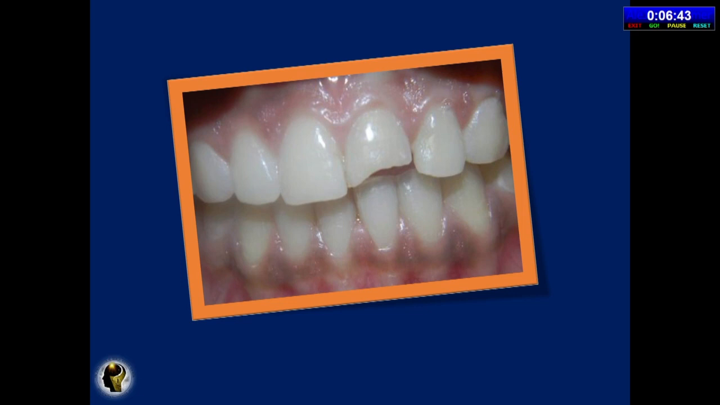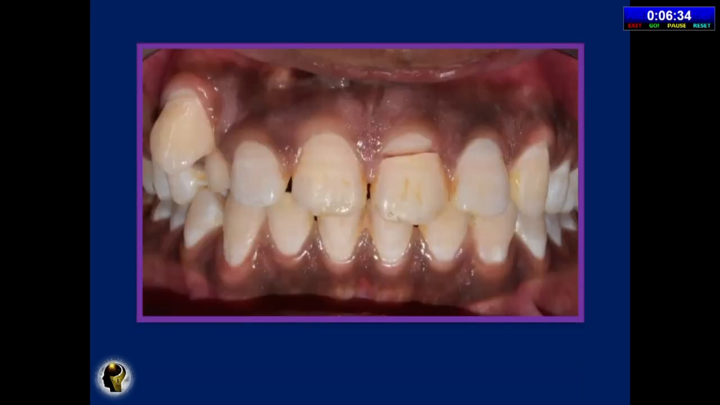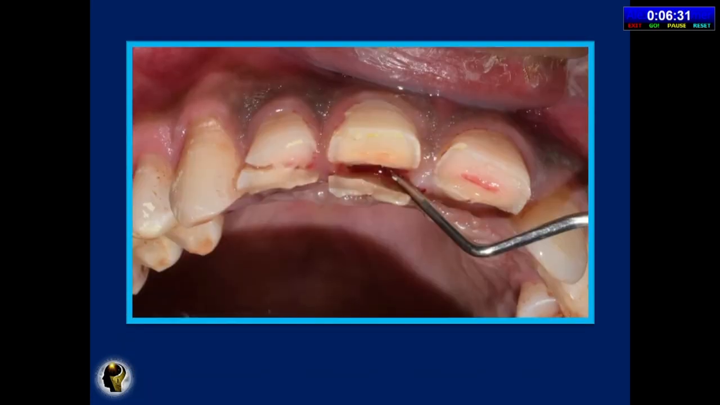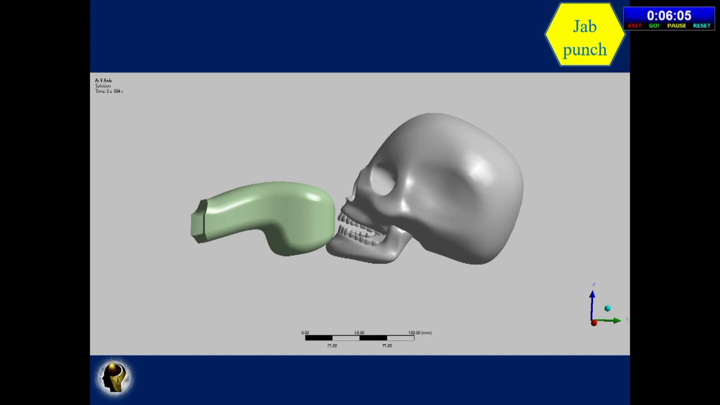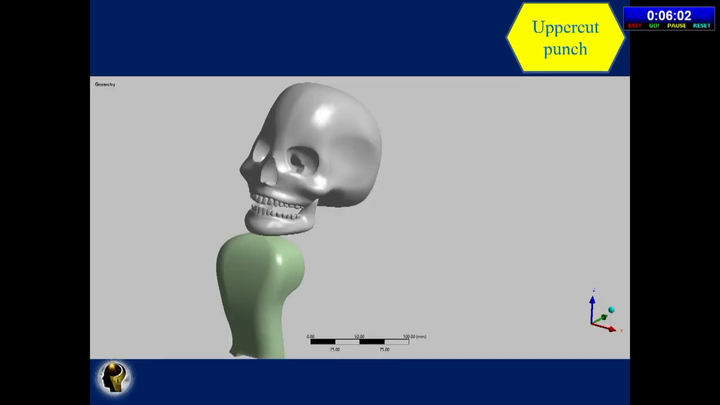The spectrum of injuries that we come across is huge. It could be a simple or uncomplicated crown fracture to more severe types like complicated crown fractures and complete avulsions. We did a very simple preliminary study in collaboration with NIT Manipur, where we tried to study the 3 most common punches used by boxers along the X, Y, and Z axis. This is a cross punch, along the X axis, one wearing a mouth guard and one without a mouth guard. This is a jab punch, across the Y axis, and the uppercut is along the Z axis.